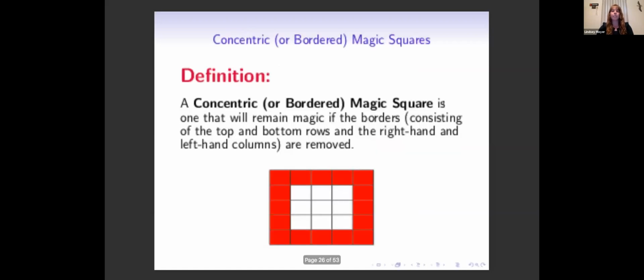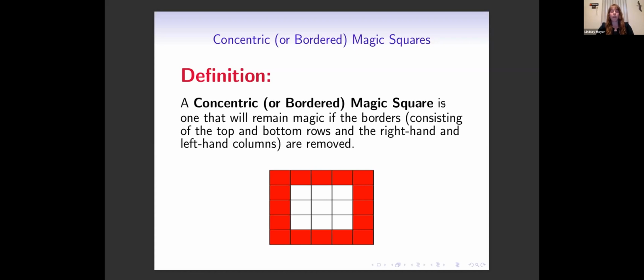So our next main magic square that we're going to talk about is the concentric or bordered magic square. This was created by Benson and Jacoby in their Magic Squares book, which I'll reference at the end. So this magic square is going to remain magic if the borders, which consist of the top and bottom rows and the right-hand and left-hand columns, are removed. So if you look at this magic square I have as an example, if you remove all the red cells, our white cells are still going to remain magic.